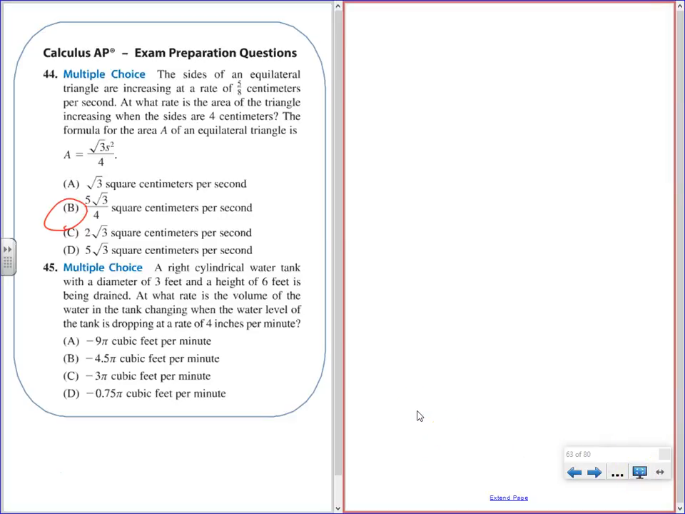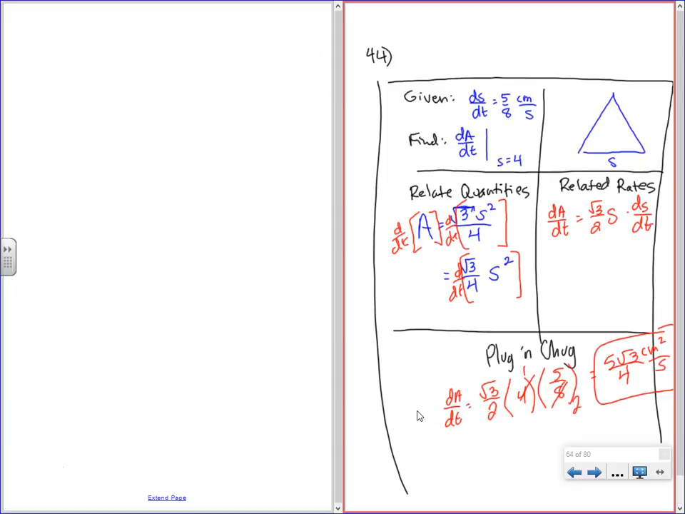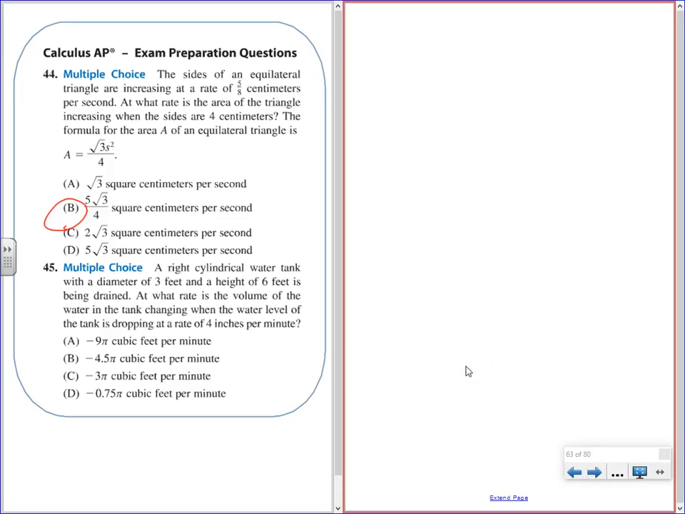Does anybody want a picture of 44 before it's gone? Go ahead. It's going to be saved online. It's in the video as well. But if you want a picture, go ahead and grab it. We got it? Okay, 45. What am I going to do? Plug into the system.